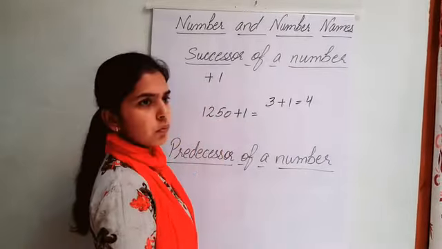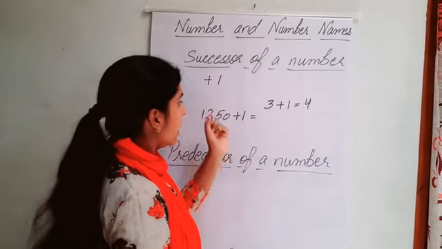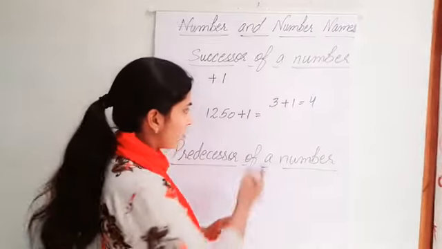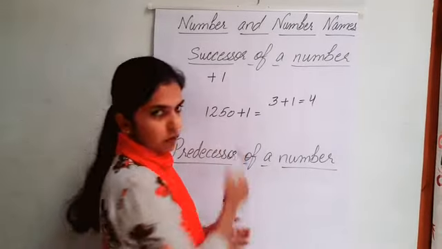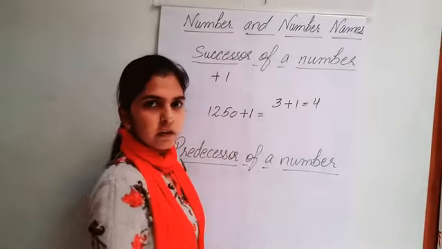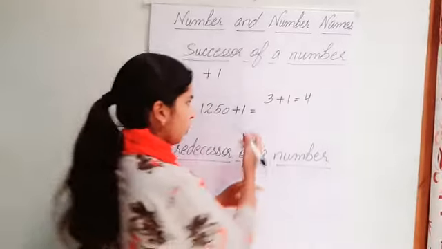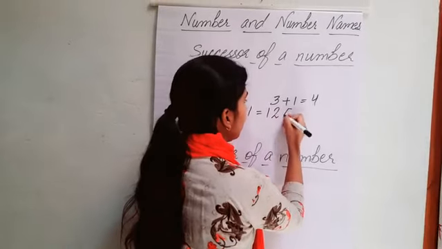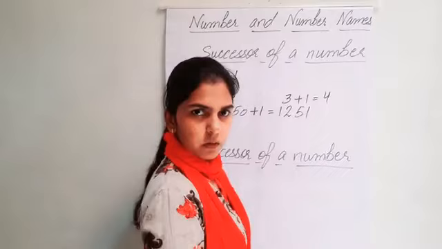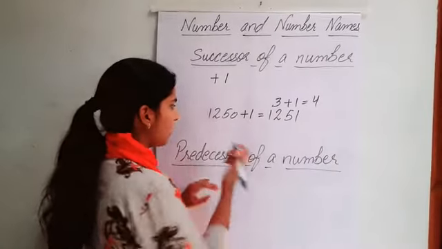So when you add 1 in that number, you will just see the ones place digit of the 4-digit number. So at ones place what is there? 0. Okay. 0 plus 1 is equal to 1. So the successor of this number will be 1251. Okay. Let us see one more number.